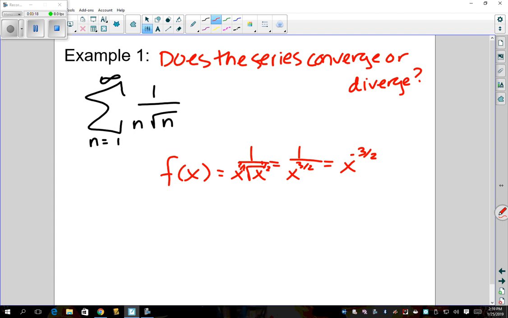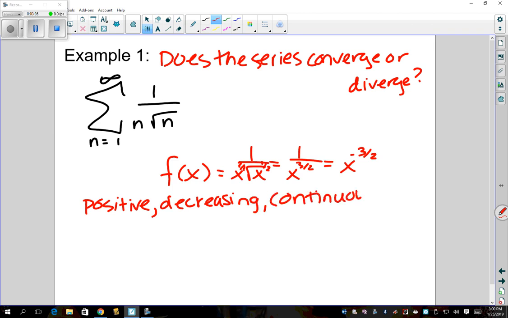Is it positive? Is it continuous? Is it decreasing? And the answer is yes. It is positive, there are no negative terms. It is decreasing, the terms are getting smaller. And it is continuous for our interval, because we are looking at x greater than 1. So it meets all of those conditions, so we can use the integral test.